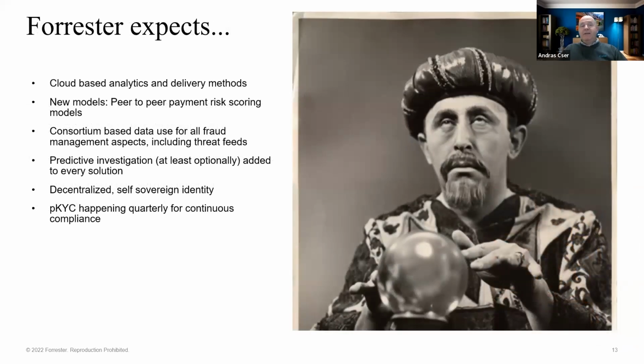Some future trends here. Cloud-based analytics and delivery, again, because of lower operations costs, but also better ability to bring in consortium data. Predictive investigation, again, looking at the relationship of entities, phone numbers, names, addresses, etc. Once an investigator identifies and looks at a certain case or alert, the system should be able to recommend to the investigator other areas or cases or transactions to look at based on the outcome of an investigation.